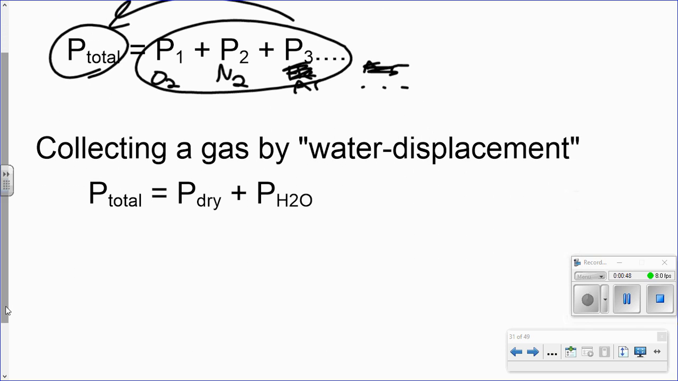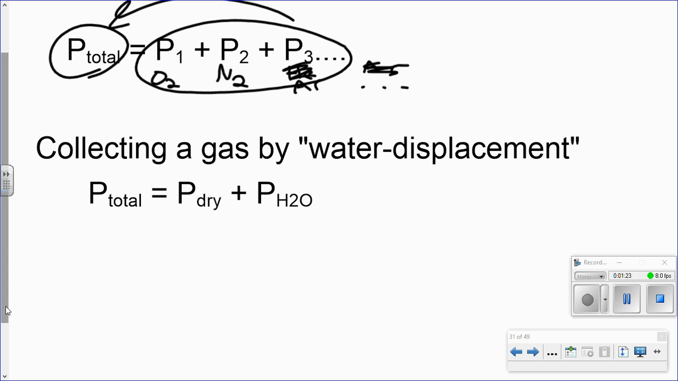Now, let's look at when we collect gases by water displacement. Back in the day, they used to collect gases using mercury displacement. Well, we know mercury is relatively toxic to us, so we use water displacement instead. The reason they used mercury is because mercury releases very few vapors, if any, at room temperature. I'm sure there is some, but moving on.